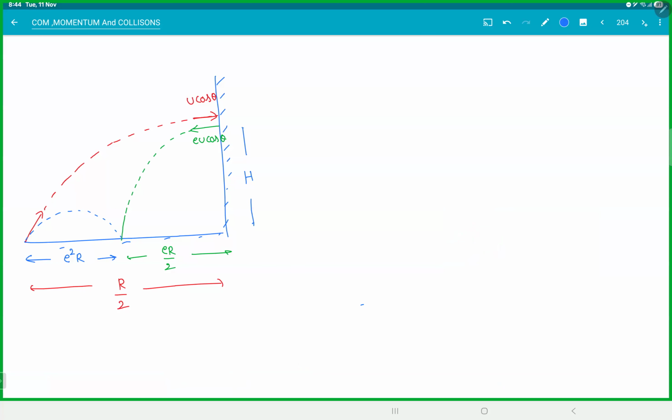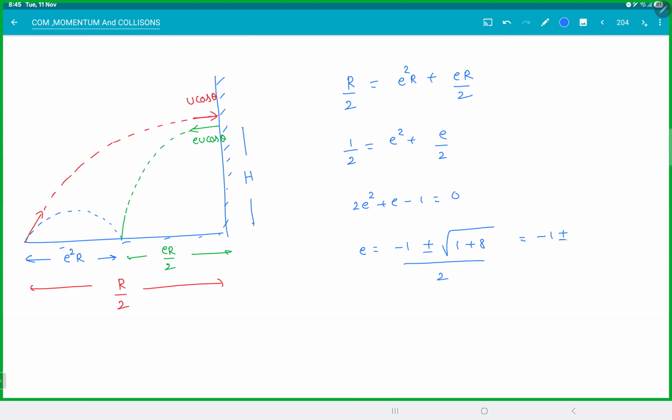Okay. So this thing goes back to e squared R. So you're done. Basically R by 2 must be equal to e squared R plus e into R by 2. R will cancel. You get half is equal to e squared plus e by 2. You get 2e squared plus e minus 1 is equal to 0. So e is equal to minus 1 plus or minus root of 1 minus 8, by 2... this will be minus 1 plus or minus 3 by 2. So we get e is equal to minus 1, minus 2, or half. Minus 2 is not accepted, so e is equal to half.